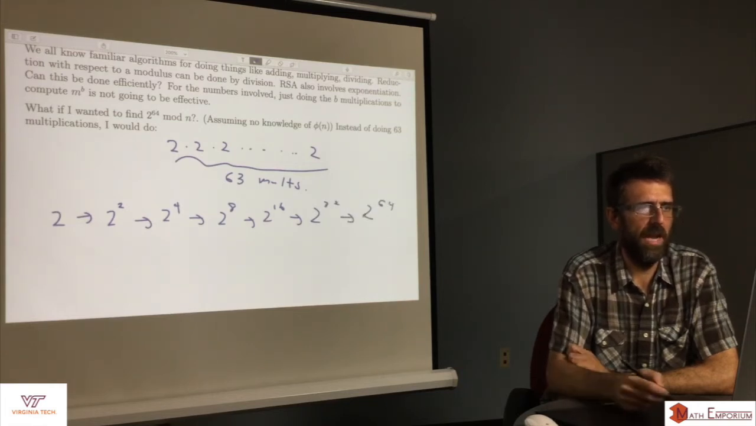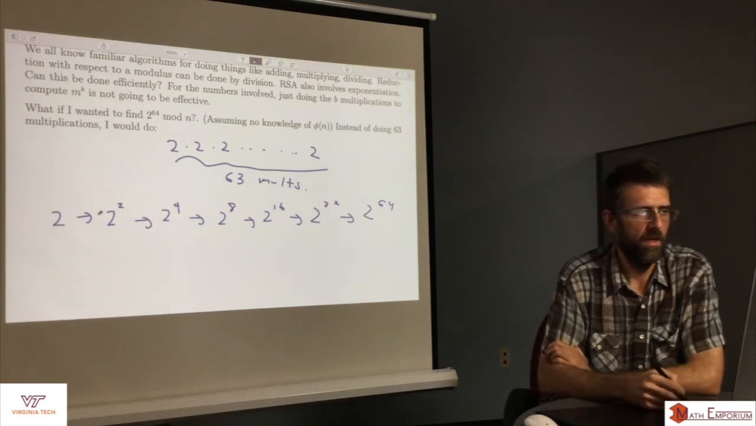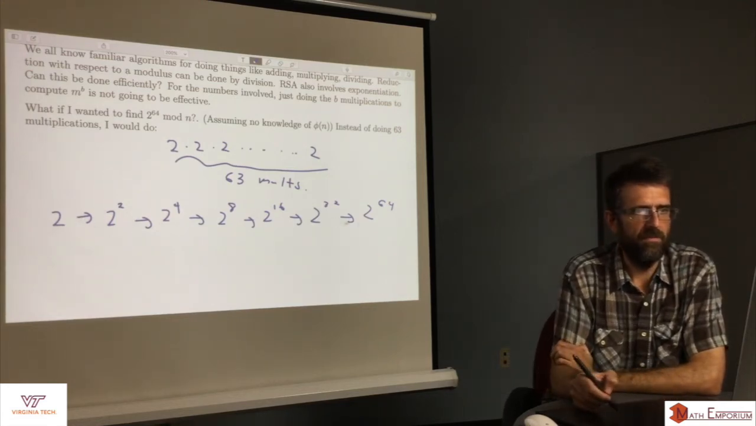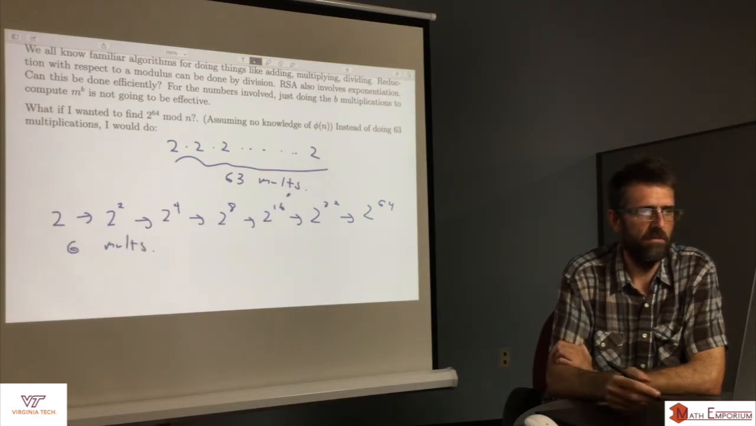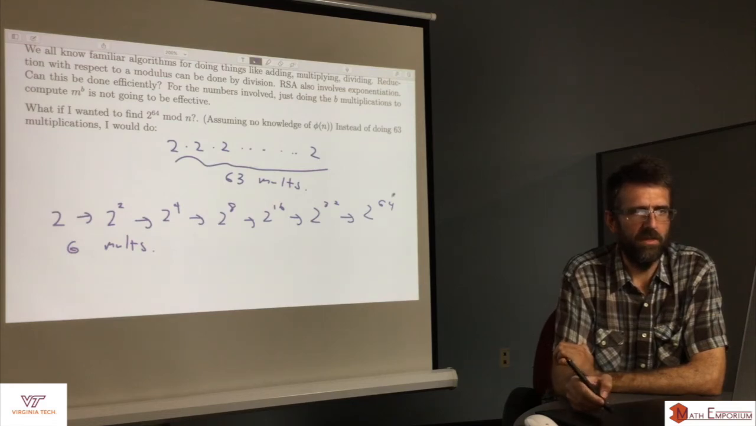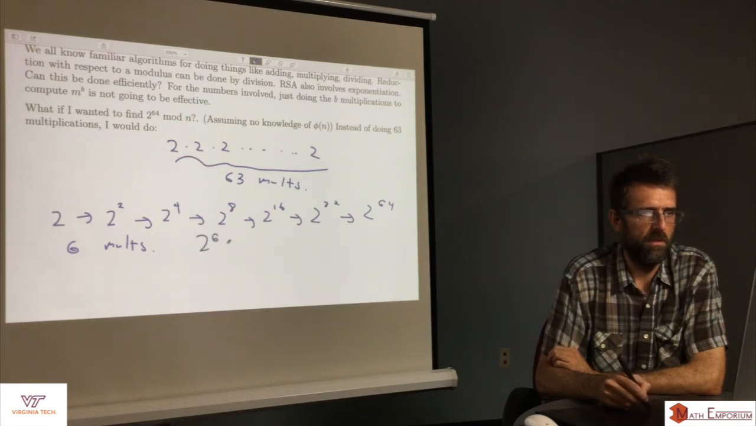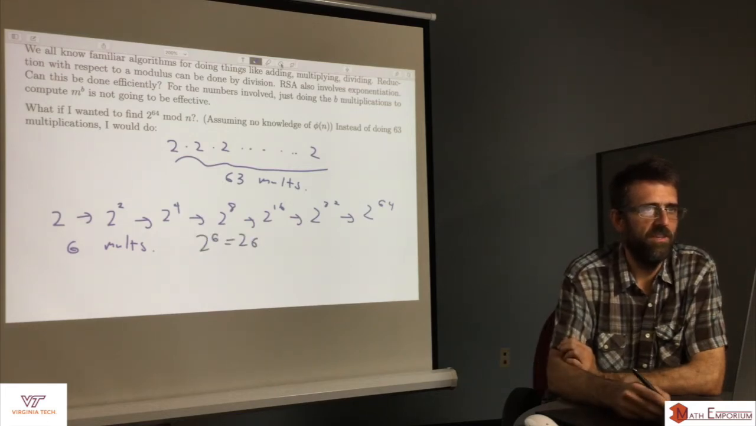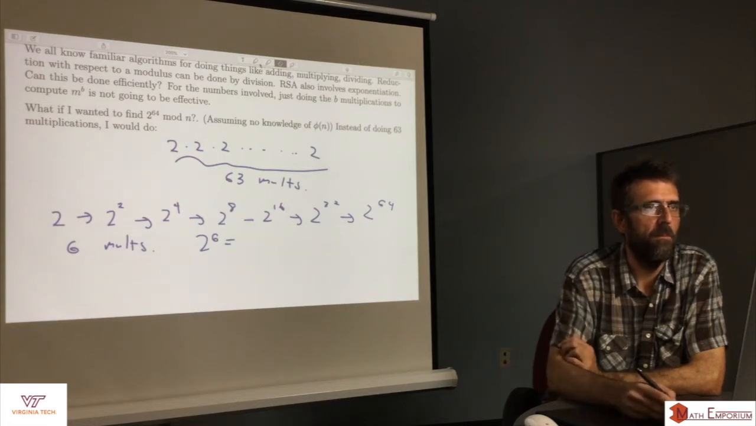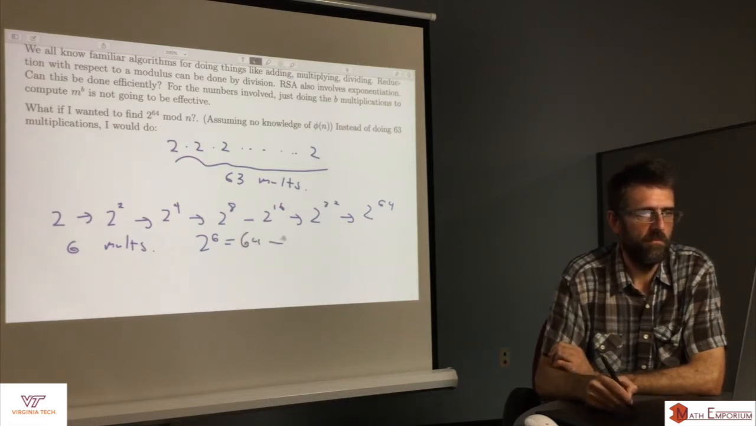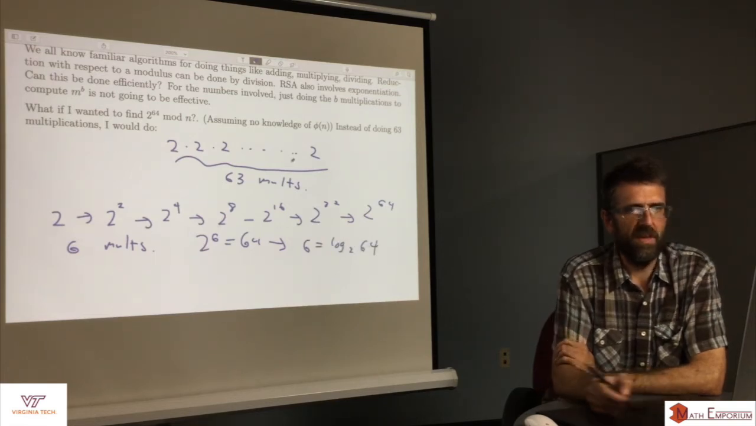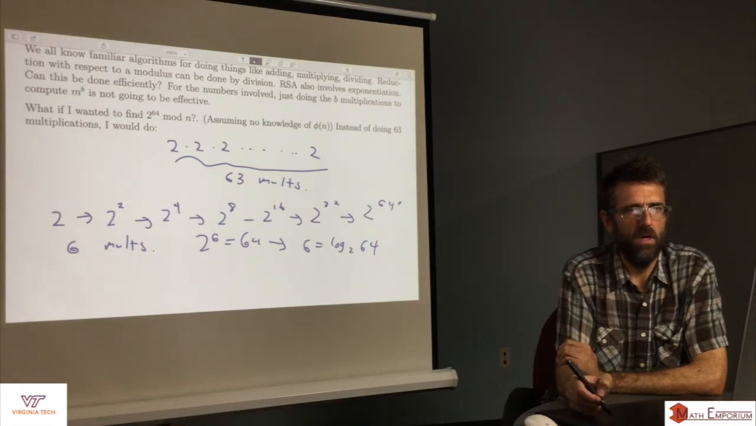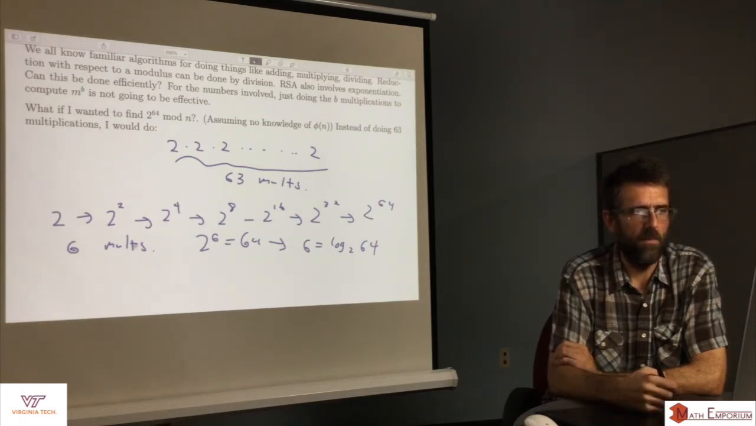Each squaring is a multiplication, so I can just count the number of arrows here. And so I've got 1, 2, 3, 4, 5, 6. 6 multiplications. What's the relationship between 6 and 64? Well, 2 to the 6th is 64. Or 6 is log base 2 of 64. Okay, so in this case, I needed just log base 2 of the power multiplications.